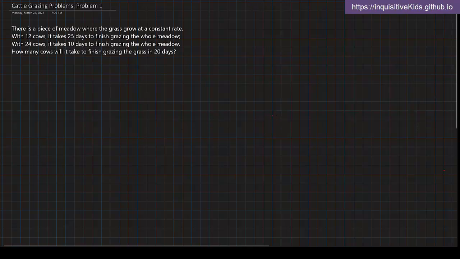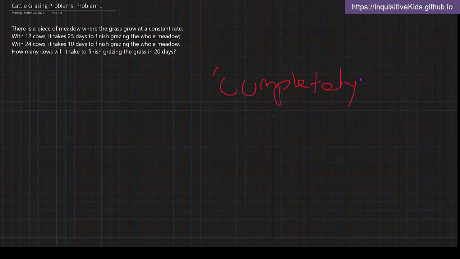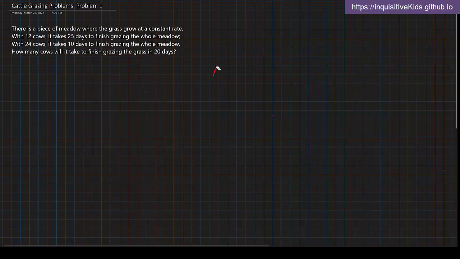So in order to completely finish the grass, the word completely means there's no grass growing, and it's at a point where all the grass is already finished.